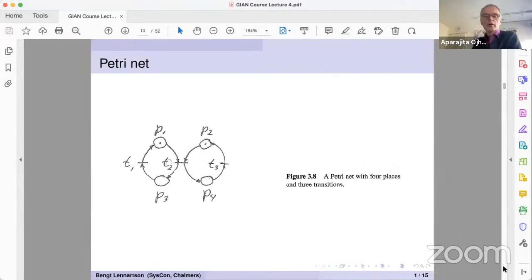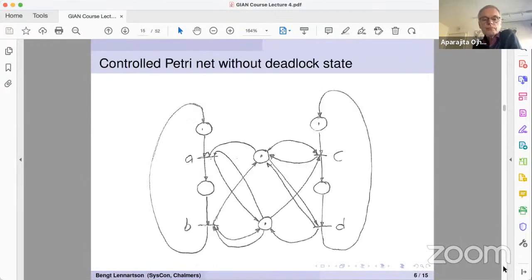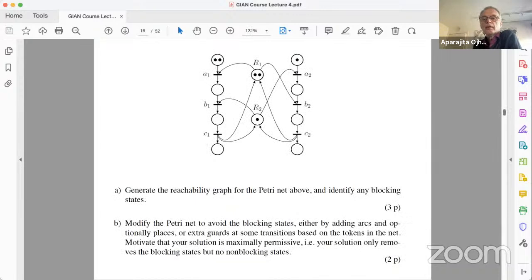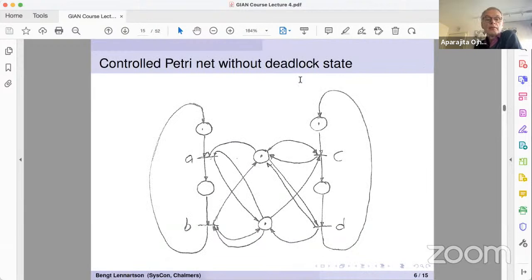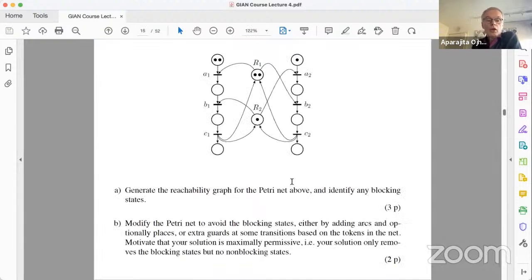So then we go on with another example which illustrates a little bit of this possibility to add control arcs to limit the behavior of a system. So in this case, the question is to generate the reachability graph for this Petri net, and we should also identify any blocking states. And actually, there will be some blocking states in this situation.